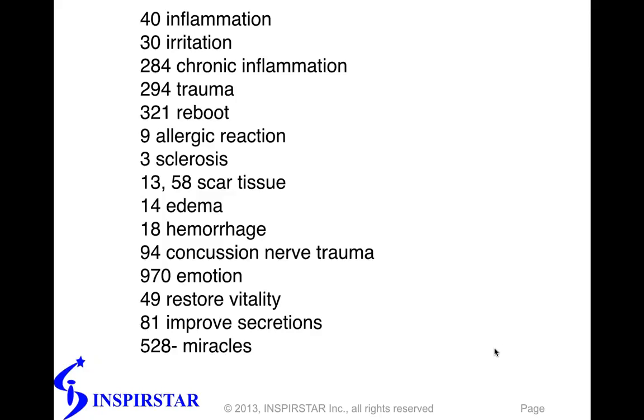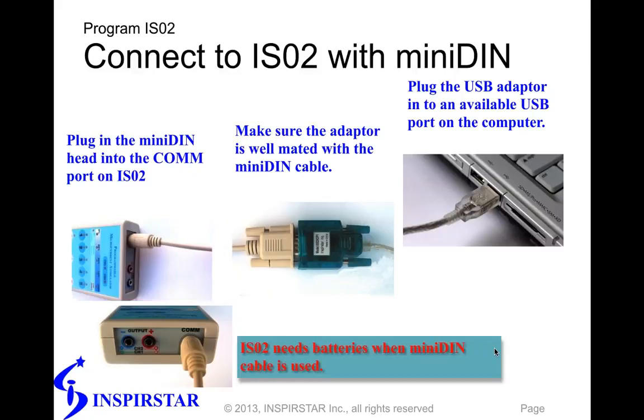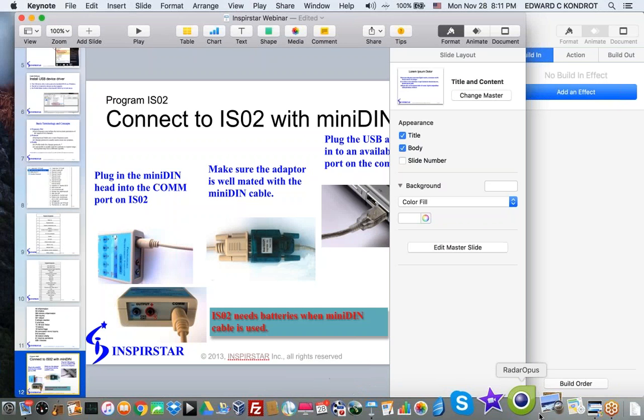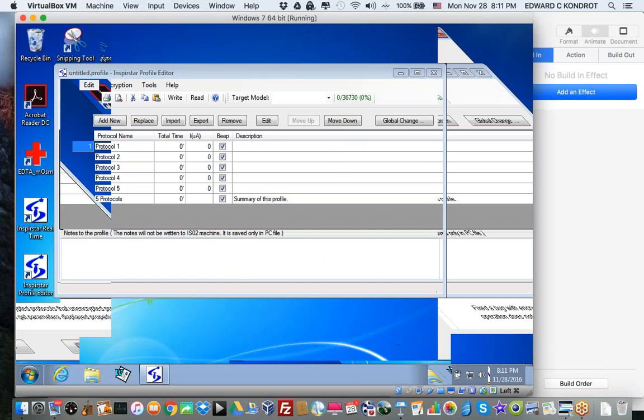81, improve secretions when it's appropriate. So if you're treating a hypothyroid or a pancreas that's deficient, you may want to use 81. And never hurts to throw in 528, which is the frequency for miracles. And this is a solfeggio frequency that also represents the heart chakra. So before we go into the actual machine, let's go into the program.